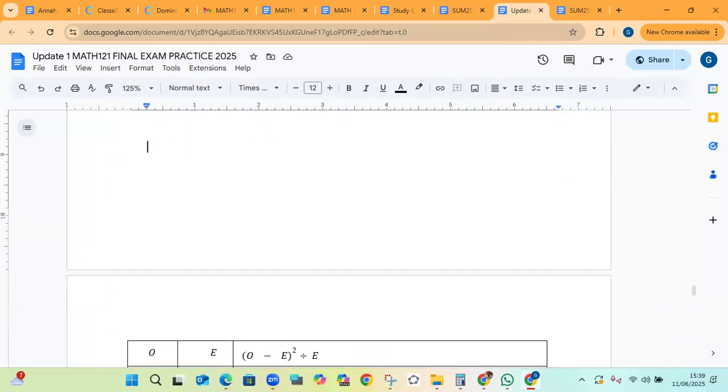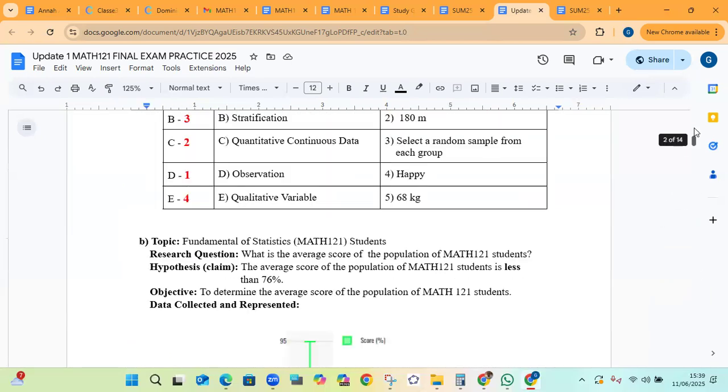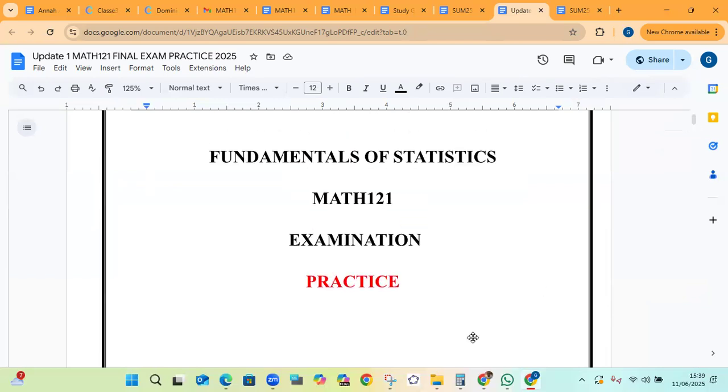And what is not there that is in the test, use the study guide for the test. So please engage with this document to practice for your final exam.